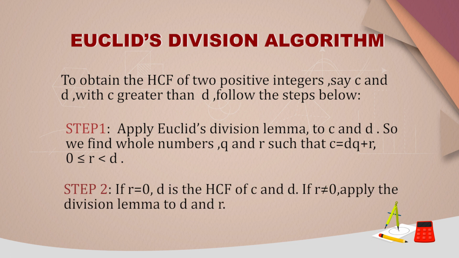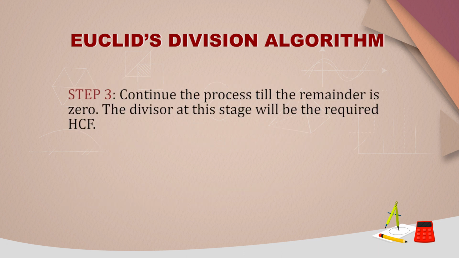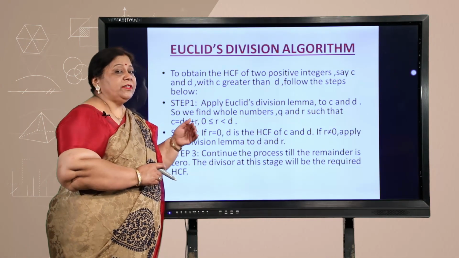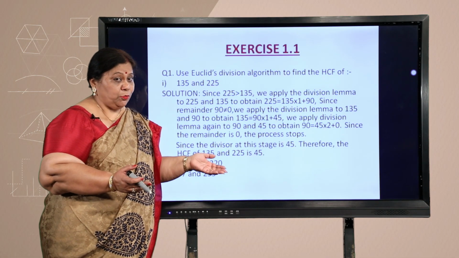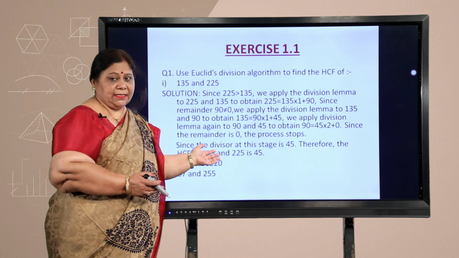Step 2, if r is equal to 0, then d is the HCF of c and d. If r is not equal to 0, then you apply the division lemma to d and r. Step 3, continue the process till the remainder is 0. The divisor at this stage will be the required HCF. Now, let us solve some questions of your NCERT textbook to understand this process.